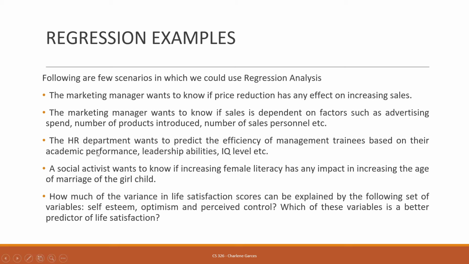Let's say, for example, Philip has high academic performance, while John has a minimum academic performance, and then here you need to survey or data mine in order for you to know what varies when it comes to this variable. And then another example is a social activist who wants to know if increasing female literacy has any impact in increasing the age of marriage of the girl child. Again, a social activist wants to know if increasing female literacy has any effect in increasing the age of marriage of the girl child.